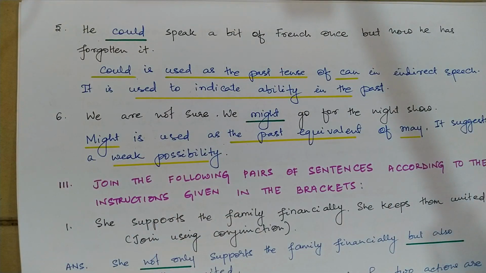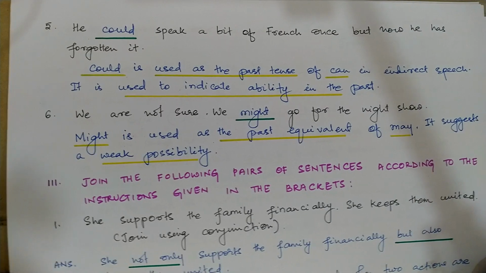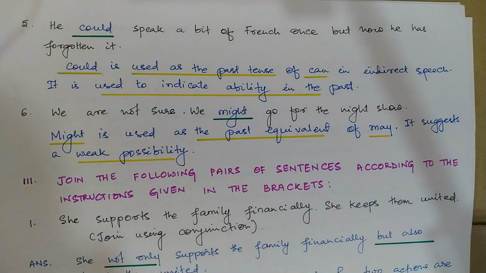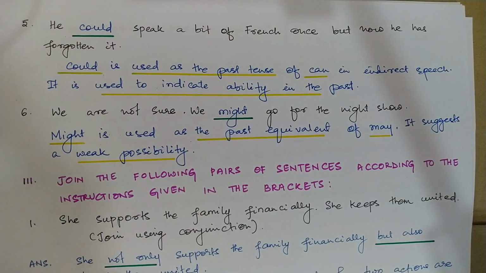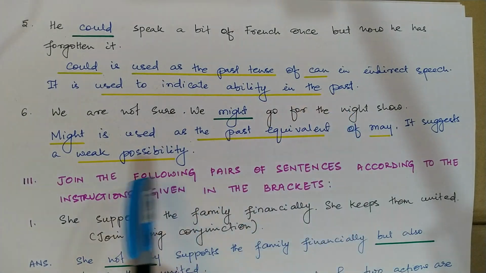Next, number 5. He dash speak a bit of French once, but now he has forgotten it. Now he could. Why could? Because could is used as the past tense of can in indirect speech. It is used to indicate ability in the past.